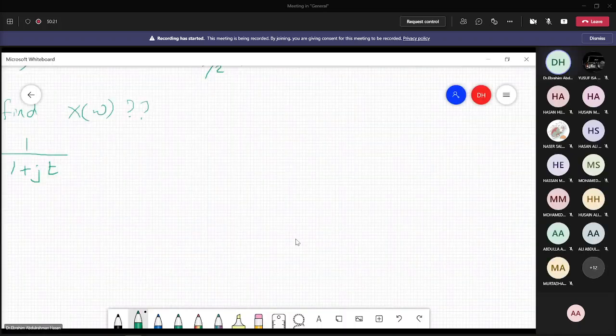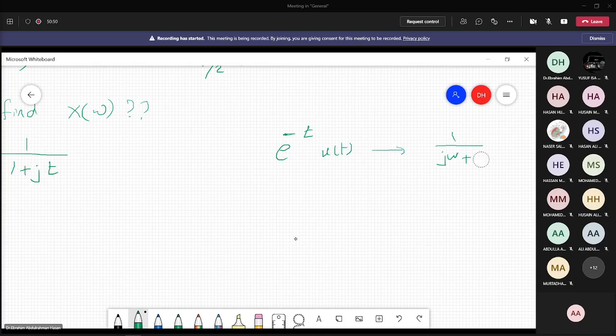Okay, before we solve this, we know this: e to the power of minus a t u of t, the Fourier transform for this one is equal to 1 over j omega plus a. Here a equal to 1. So a equal to 1.